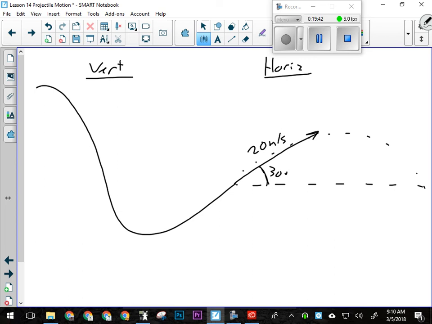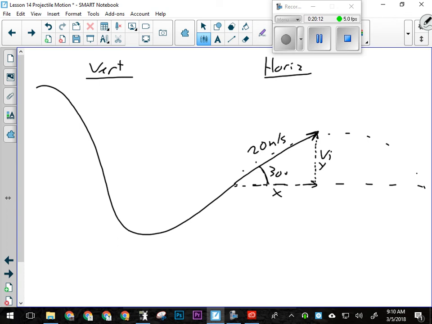Okay, so when I look at a projectile that's projected at an angle, I have this side of the triangle, which represents my initial vertical velocity. It's the vertical component of the projected speed. Okay, everyone follow me there, right? Because if I'm projected like this at 30 degrees, I'm moving somewhat upwards, but also somewhat horizontally. Everyone follow there?